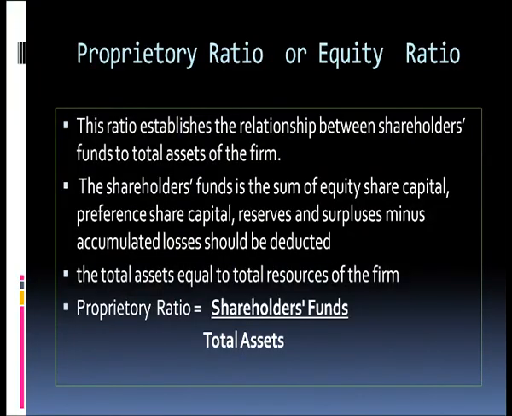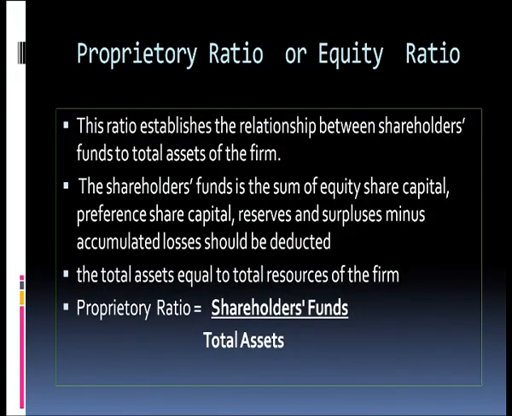This ratio therefore establishes the relationship between a shareholder's funds and the total assets of the firm. The shareholders' funds is the sum of equity share capital, preference share capital, reserves and surplus, minus accumulated losses if there are any, of the business unit, and the total resources will be equal to the total assets of the firm.